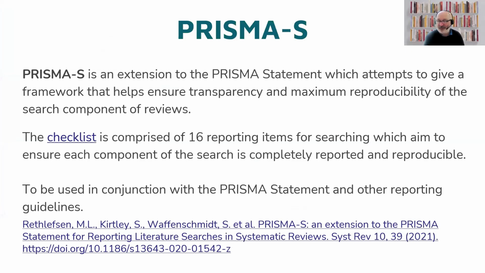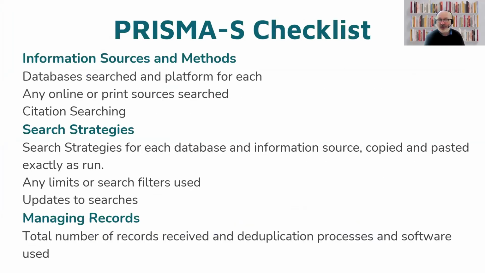Another part of PRISMA is PRISMA-S, which is a checklist for helping you evaluate the quality of your search. It's the 16 items you can consider about how strong and how robust your search is. These are some of the things you'll be thinking about: the databases you used, did you do citation searching or analysis, did you use any limits or search filters, did you update the searches, etc.? So it gives you a good foundation for thinking, have I done all I could for my search?